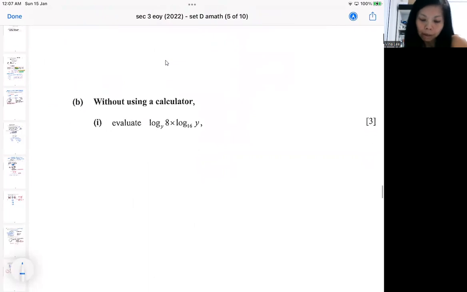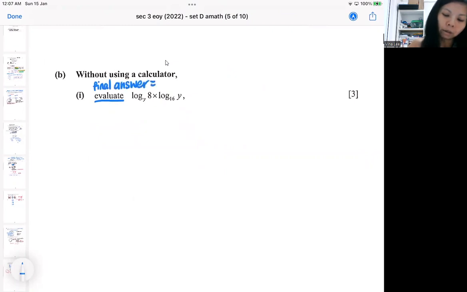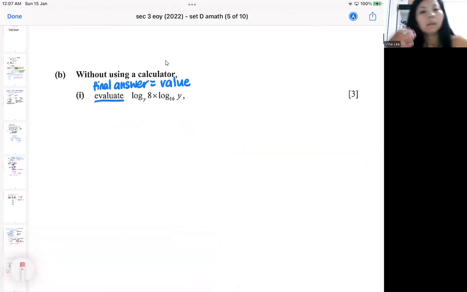For part B, you're not supposed to use a calculator, you are supposed to evaluate. The meaning of evaluate means the final answer is a value. There's no algebra in the final answer, it's just a value. If you observe, the two bases are different, so you definitely need to execute a change of base. You may be thinking, then what base should I be changing?